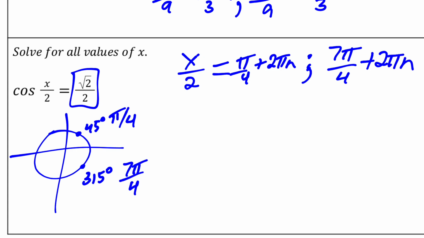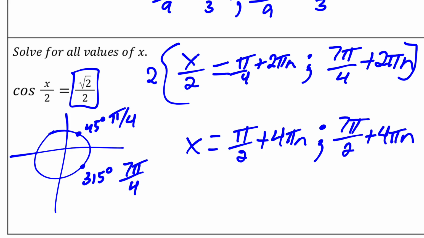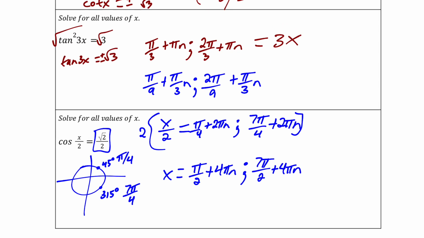And how do I solve for x? I double these. So I double the entire thing. And that means that x is equal to pi over 2 plus 4 pi n, 7 pi over 2 plus 4 pi n. So what you can see from here is that this one, having a whole number, is a horizontal shrink. And this one, having a fraction, is a horizontal stretch.